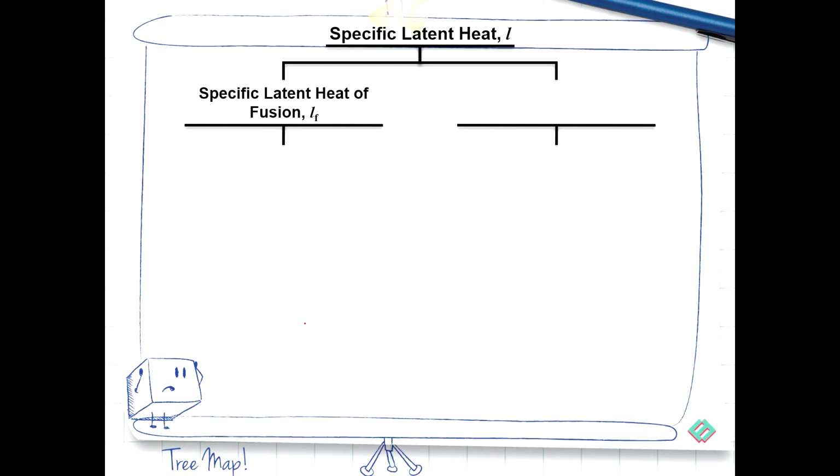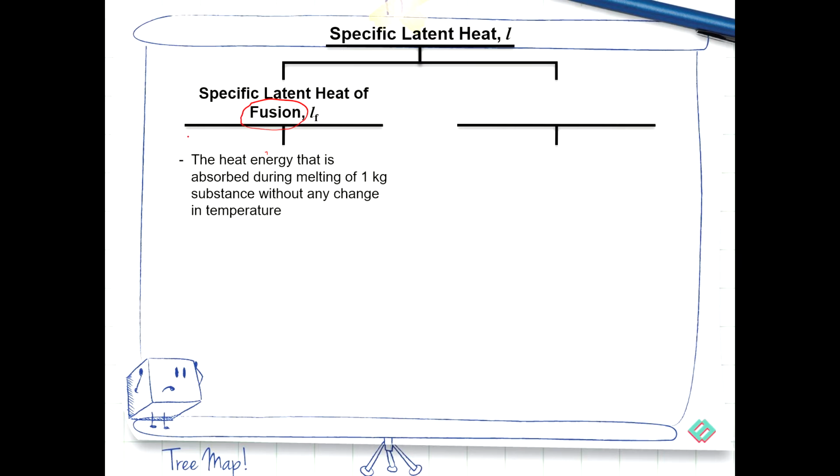Now we divide this into two parts. We have latent heat of fusion, which is about pelakuran. Fusion is when we want to melt from solid to liquid. Heat or energy absorbed during melting, peleburan. Sorry, peleburan, not boiling. Melting 1 kg of substance without any change in temperature.